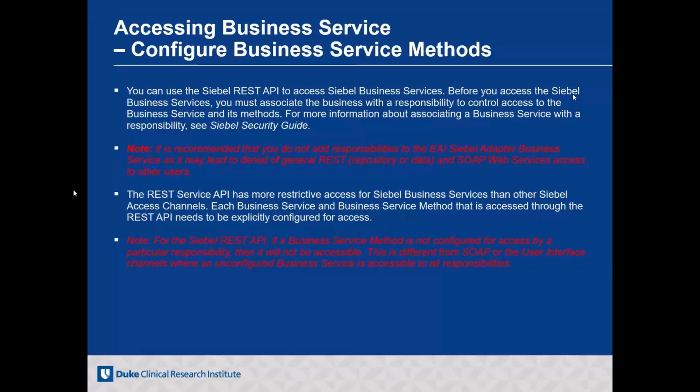These are notes I got out of the Siebel documentation. You can use the Siebel REST API to access business services. Before you do that, you must associate the business service and its methods with responsibility access control. It is recommended you not add responsibility to the EIA Siebel adapter business service because it could cause an issue. This is why we created a special EI REST AOM.